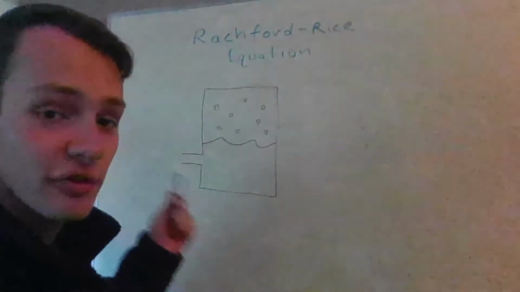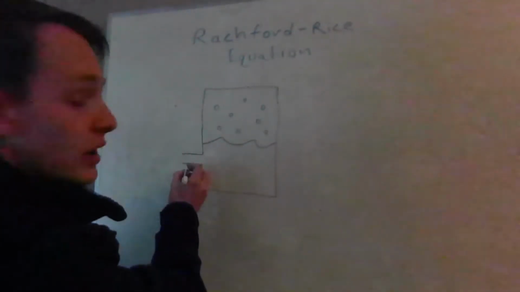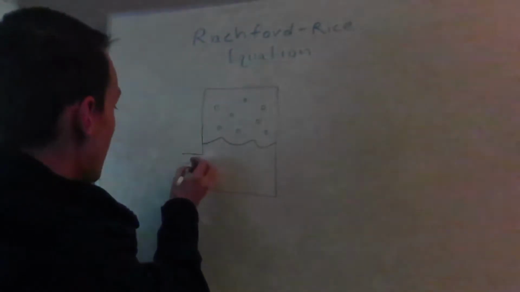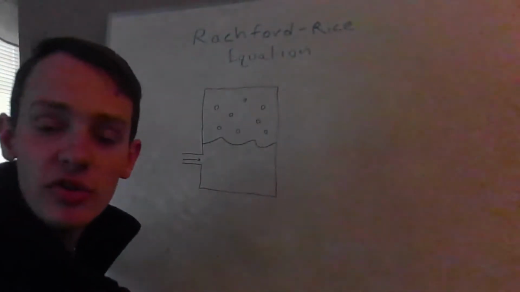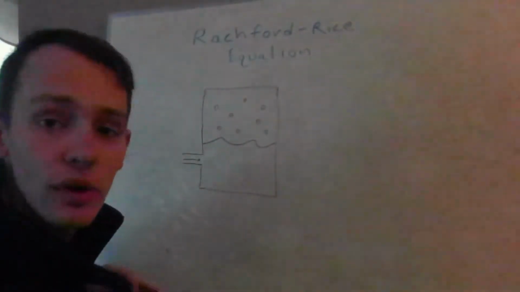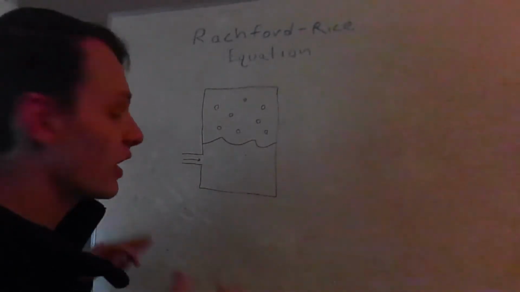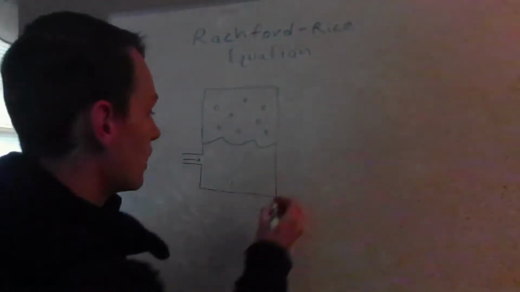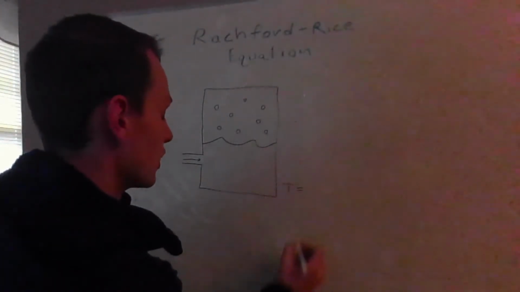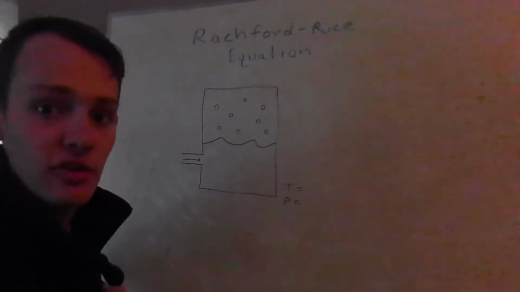So I have a flash drum here on the whiteboard, and as you can see over here on the left, we would have some sort of feed going in, which can be at some temperature and pressure. It can be all liquid, all vapor, but this has our mixture inside it. And in this very simple situation that we are going to deal with, we are actually going to know the temperature and the pressure inside of our flash drum.